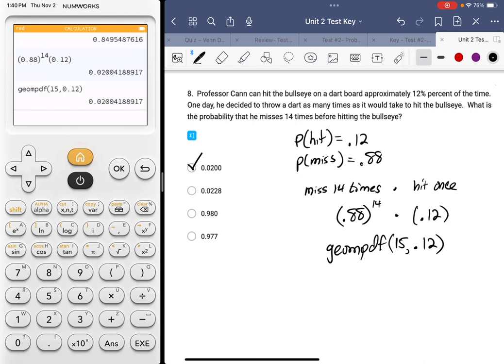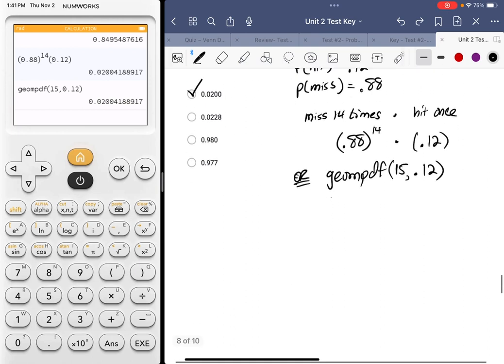15.12, lock it in, you get the same thing. All right. So you don't have to do it both ways, one way or the other. If this makes sense to you, then you really don't even need to look at this, but maybe you like this method better. It's up to you.